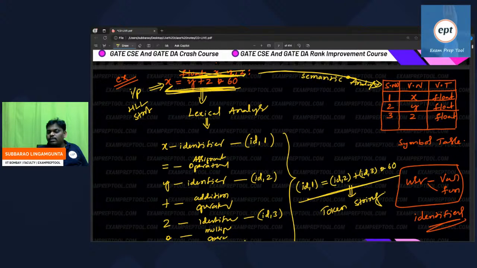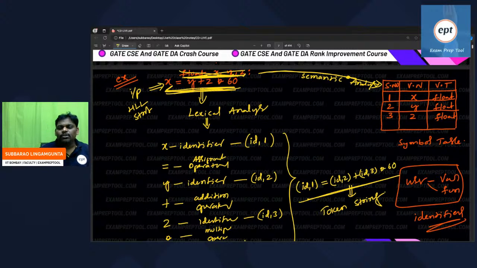From now onwards, other phases will see XR ID1. Make it fast. From now onwards, people will see token number only.